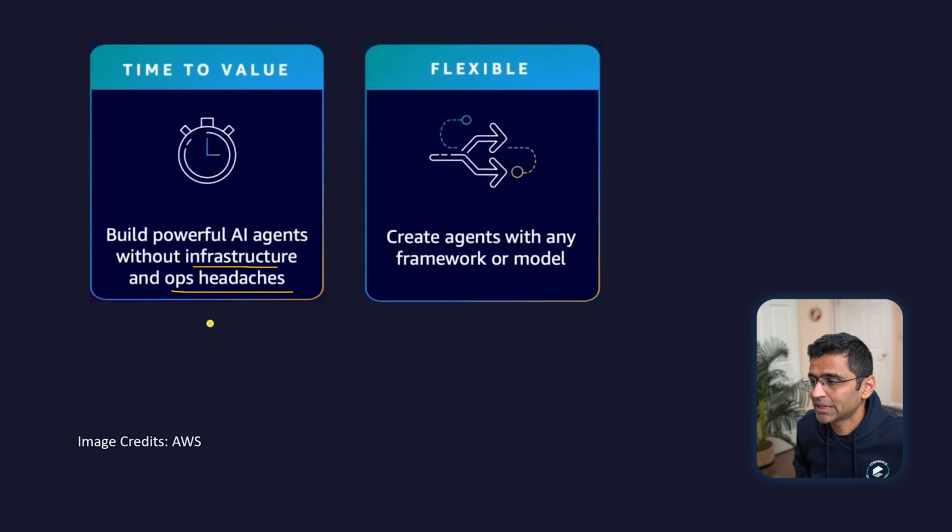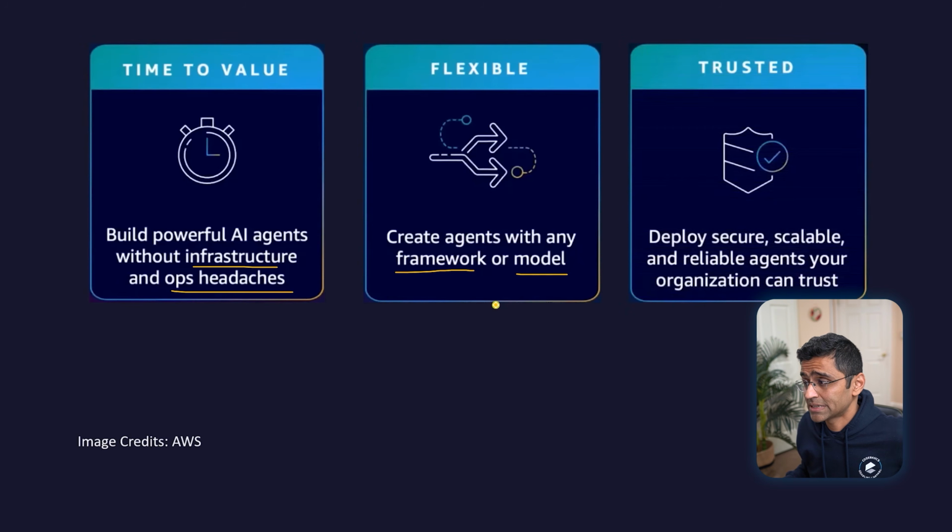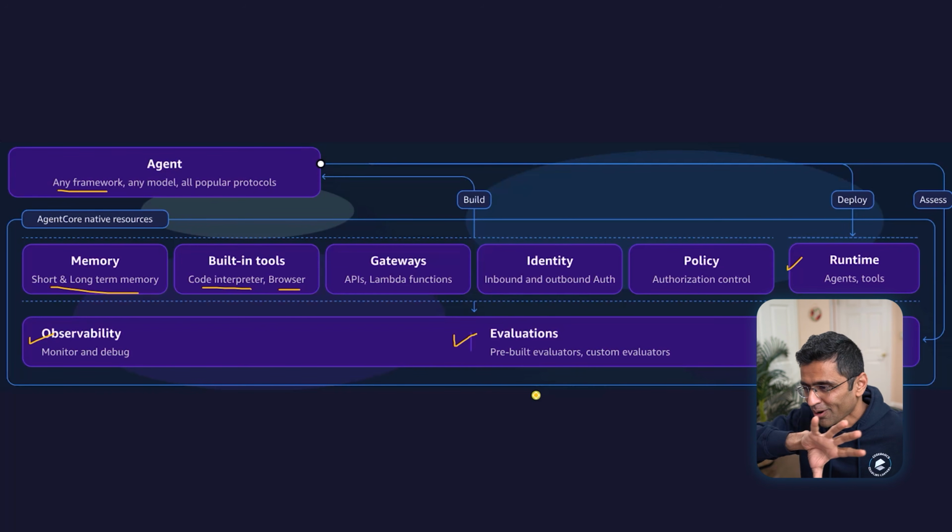The second key highlight here is that it is very flexible. You can create your AI agent using any framework or model. And the third one is that it is trusted. Okay, there are security guardrails. There is IAM authentication. You can deploy them, and they can scale well, right? In the end, it's AWS, so you can scale them in a reliable manner. We are going to explore all these features when we build, deploy, and operate our AI agent.